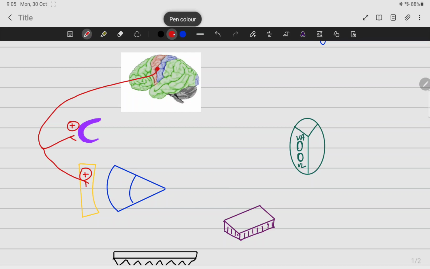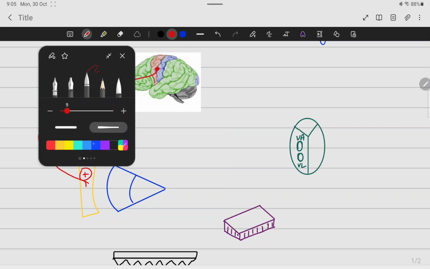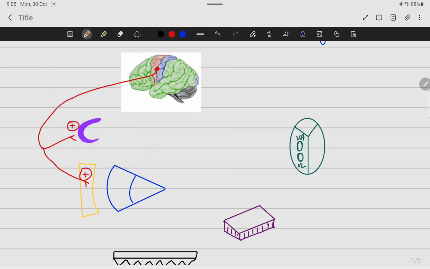So your GABAergic neurons, let's do it with a different color, go to globus pallidus externus. These are inhibitory, and then from globus pallidus externus they go to the subthalamic nucleus. These again are GABAergic fibers which are inhibitory.